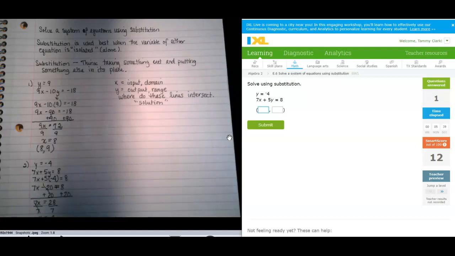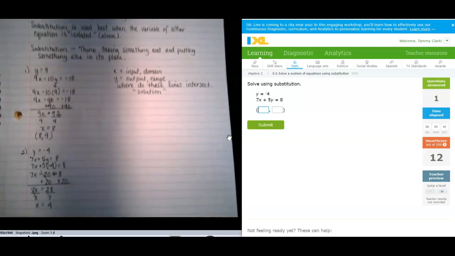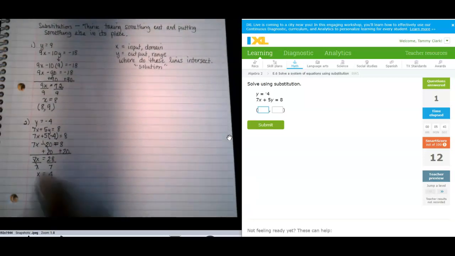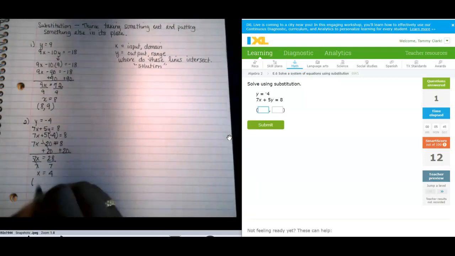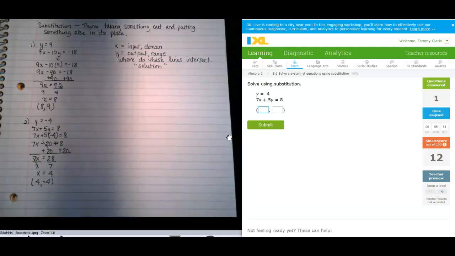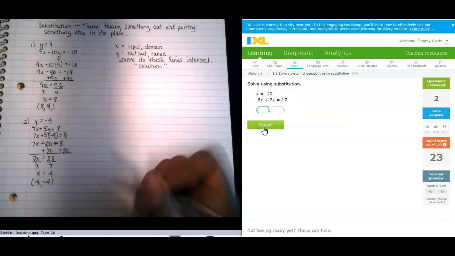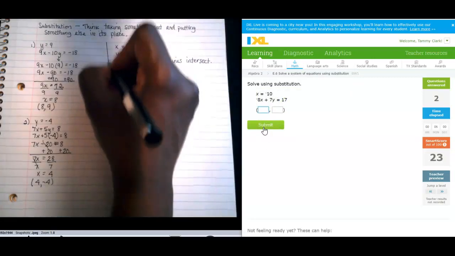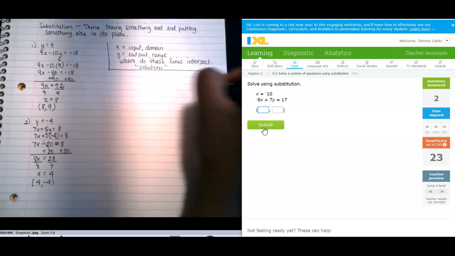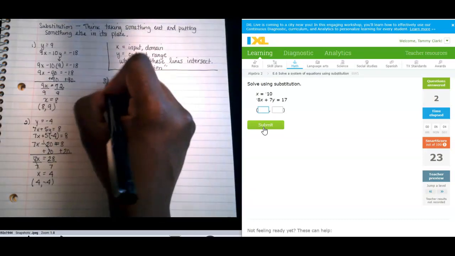So my answer to this system, or my solution to this system, is 4, comma, negative 4. I'm going to put a box around this so I can use this page. So now let's look at number 3.